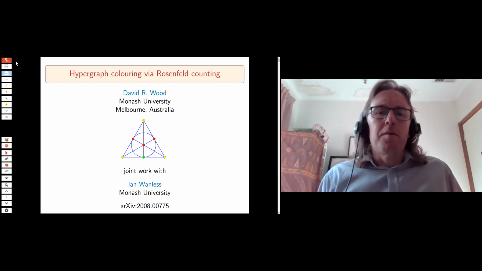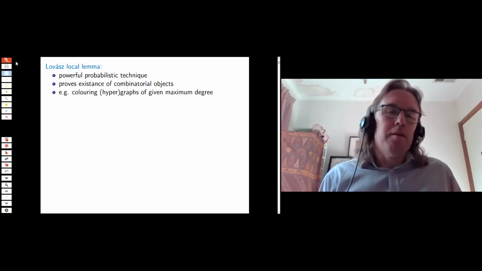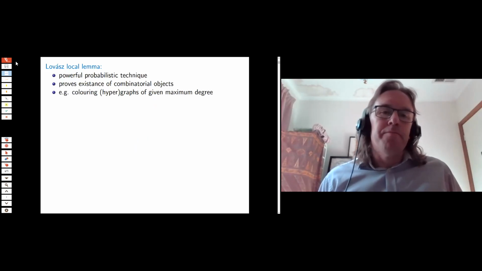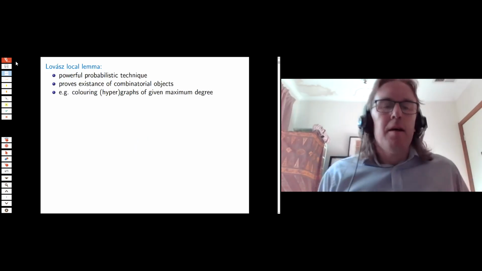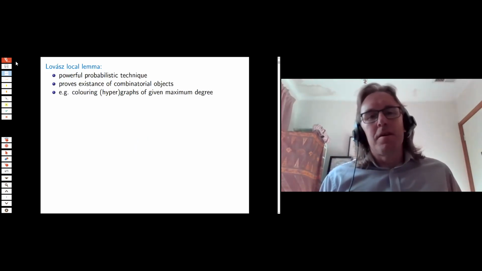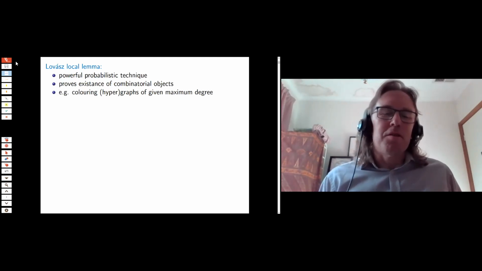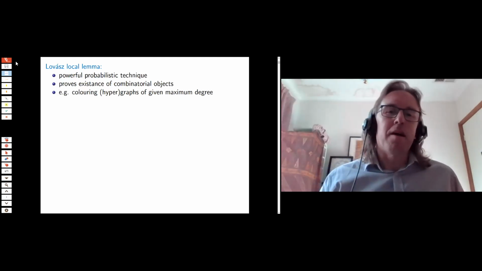Let me start with an overview of what I'm going to do. And the background to this talk is very much Lovász local lemma. This is a powerful probabilistic technique that gets used just all over the place. Every combinatorial mathematician should know about it. But if you don't know about it, that won't affect your understanding of the talk. It's just that it's sort of floating in the background there.